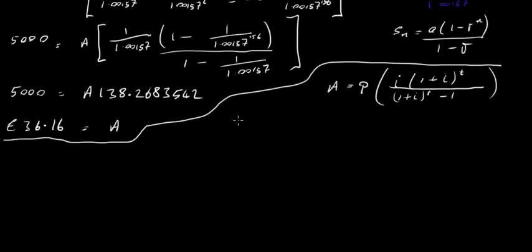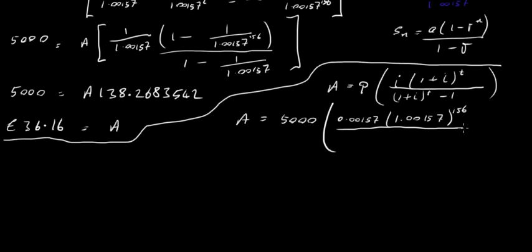So it's just going to be A is equal to, P is 5,000. Now the interest rate here is 0.00157. Again, use the longer version of that. Times 1.00157 to the power of 156, all over 1.00157 to the power of 156 minus 1.